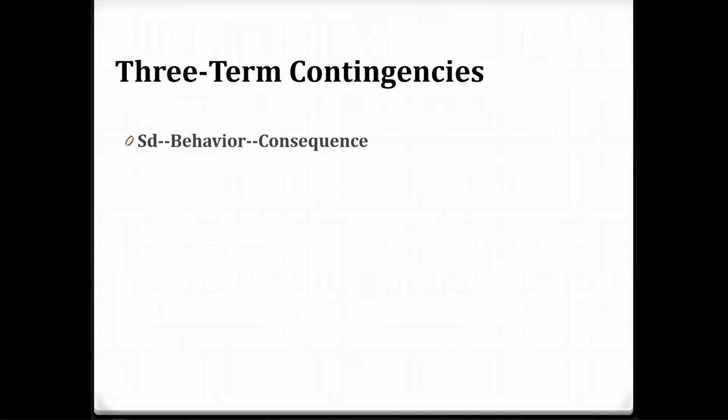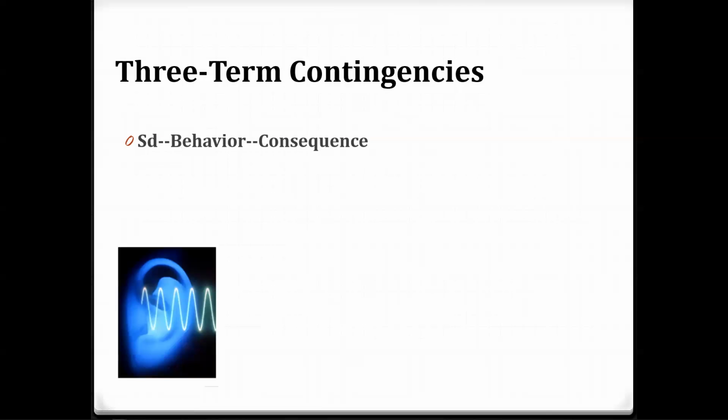So we like to break behavior down into what we call a three-term contingency. And what we mean by that is that there are three important components. There is a discriminative stimulus, a behavior, and a consequence. So the discriminative stimulus is referred to here as the SD. Behavior is the behavior of the individual, and then consequence is a consequence of that behavior.